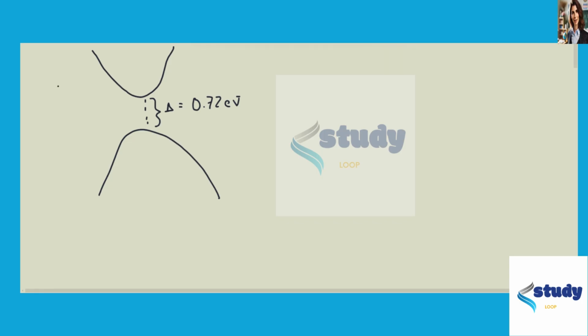All right, so if we're looking at germanium and we have a band gap of 0.72 eV, that's the energy difference between the top of the valence band and the bottom of the conduction band. What's the range of wavelengths that a photon can have in order to excite an electron from the valence band up to the conduction band?